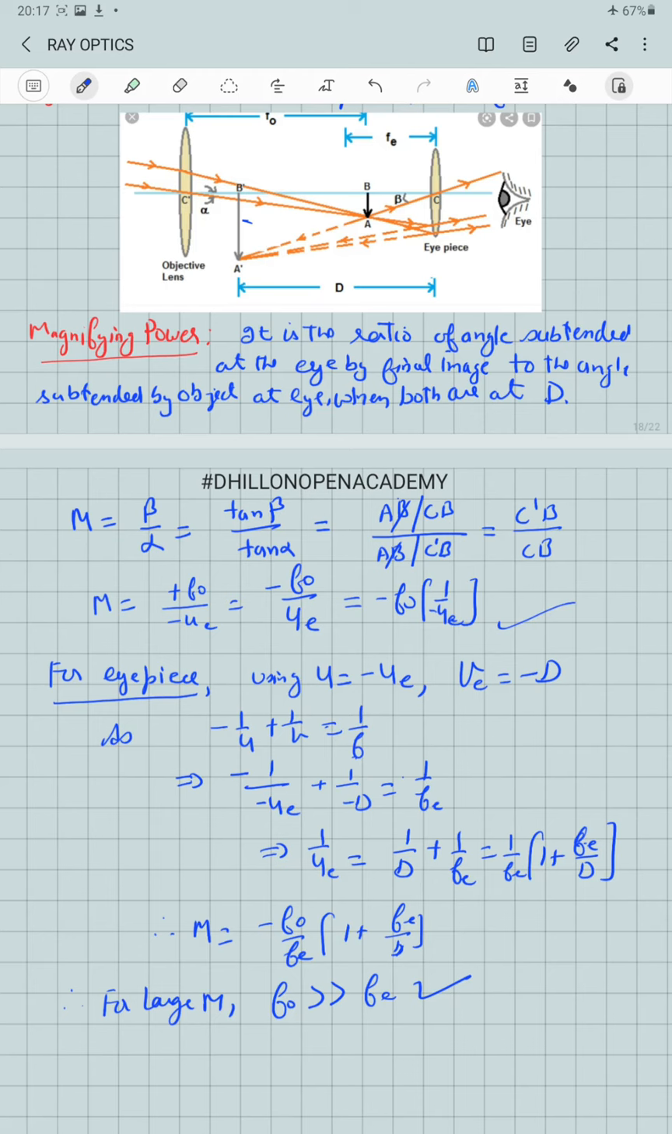So we see that the magnifying power is inversely proportional to the focal length of the eyepiece, but directly proportional to that of the objective lens. So the greater the focal length of the objective lens compared to that of the eyepiece, the more will be its magnifying power.